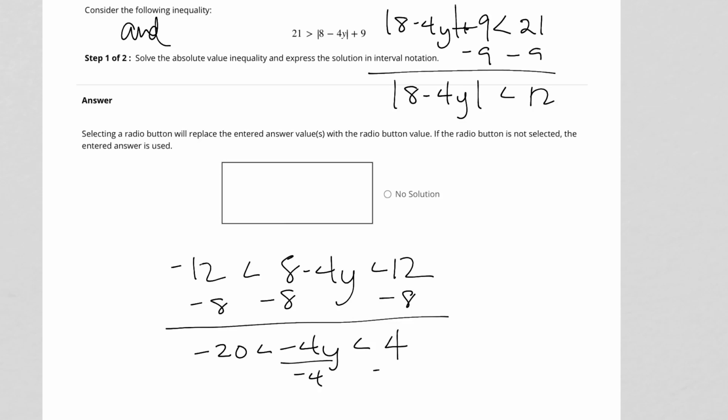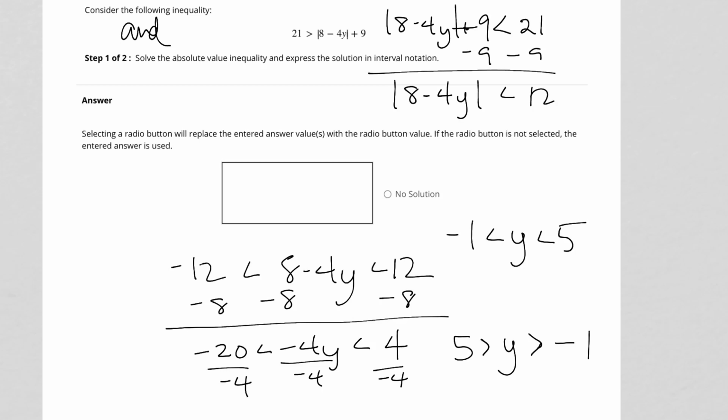I'm going to divide by a negative 4. Now in your mind, you should be going ding, ding, ding. I'm dividing by a negative number, which means I'm going to end up changing my signs around. Negative 20 divided by negative 4 is going to be 5. I'm going to have the y in the middle. 4 divided by negative 4 is negative 1. And these symbols have got to switch, which we would normally write with the negative number on the right. So negative 1 less than y less than 5.